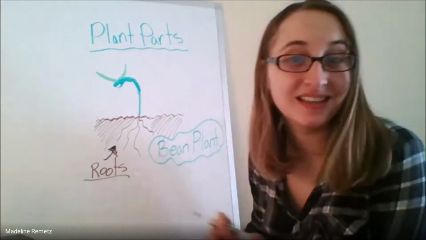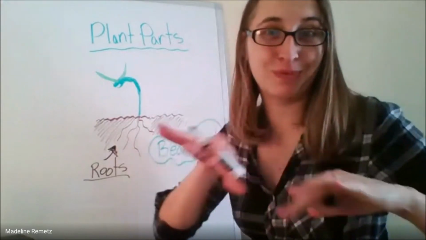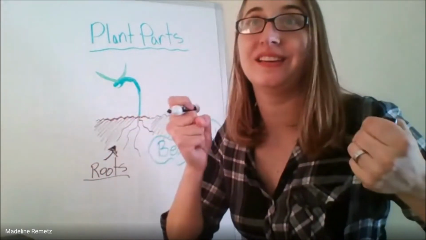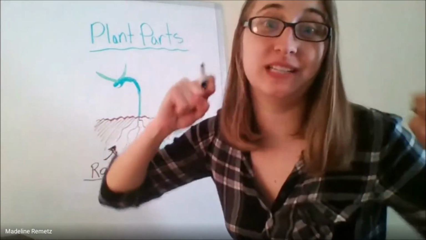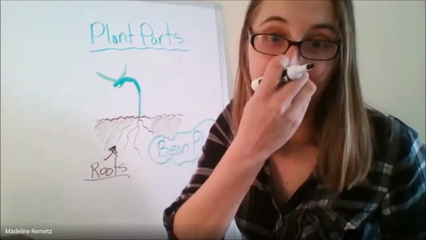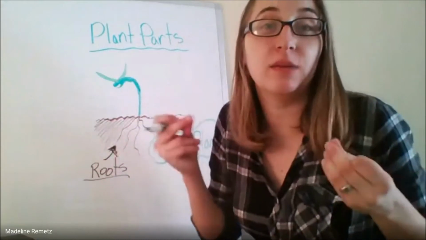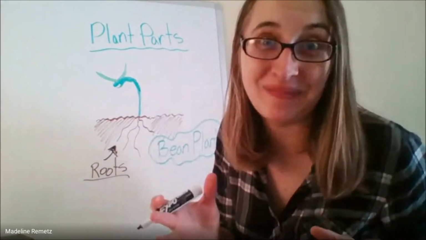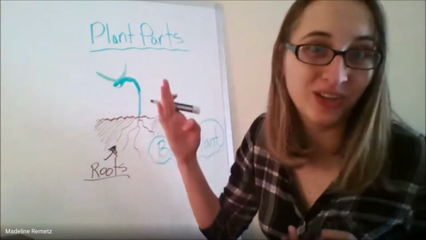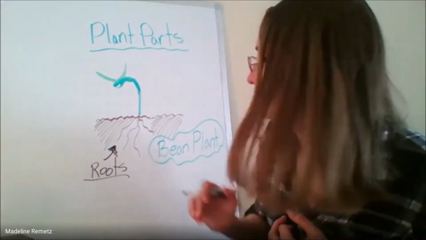R-O-O-T-S, roots. So the roots are spreading out like string or rope to hold it down, kind of like you would hold down a tent so it doesn't fly away in the wind. But they're also sucking up like straws the nutrients and the water in the soil. It's awesome. Let's pop up out of the ground now like our plants are going to be doing.